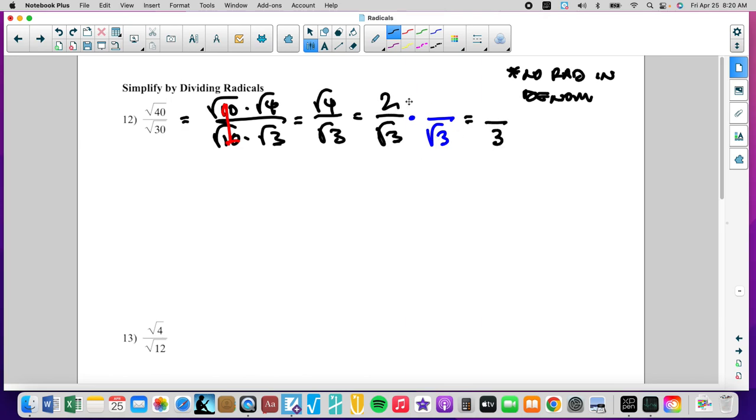Now, we want this to be an equivalent value, so we can't just multiply it by rad 3. We have to multiply it by rad 3 over rad 3, which is a value of 1, and we would produce an equivalent fraction. So our answer is 2 rad 3 over 3. These 3's cannot cancel. One is in a radical, one is outside of a radical. We don't have a rad in the denominator, and nothing else can be simplified.